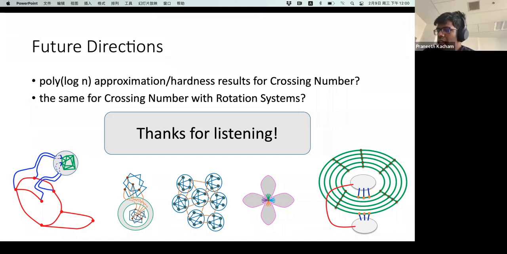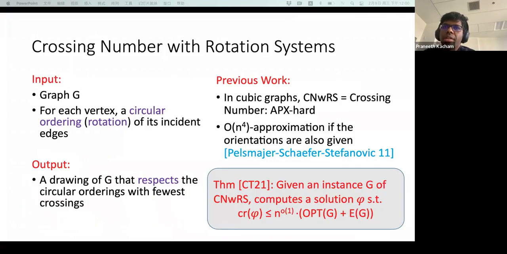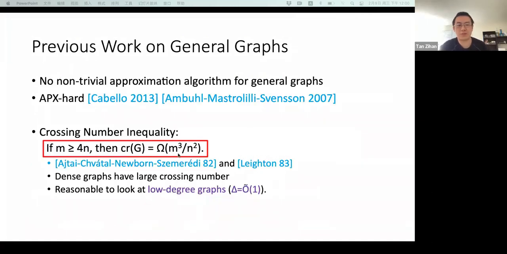So I have a question. You initially gave a lower bound, right? If m is at least 4n, then the crossing number is at least m cubed by n squared. So it already shows that for at least 4n edges, the lower bound is Omega n, right? This is the crossing number inequality.